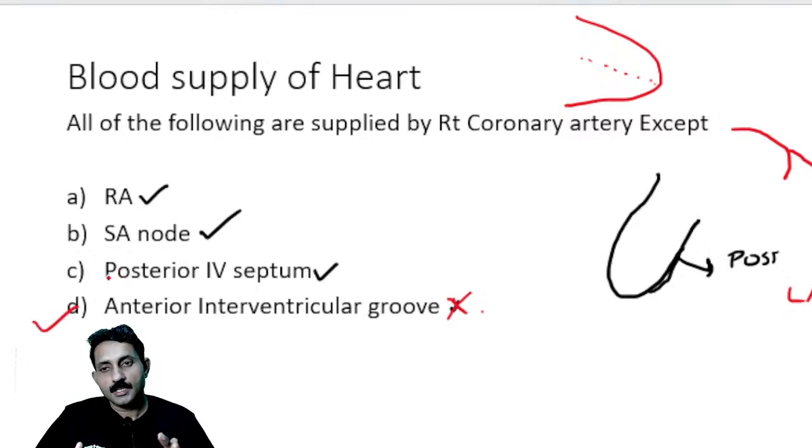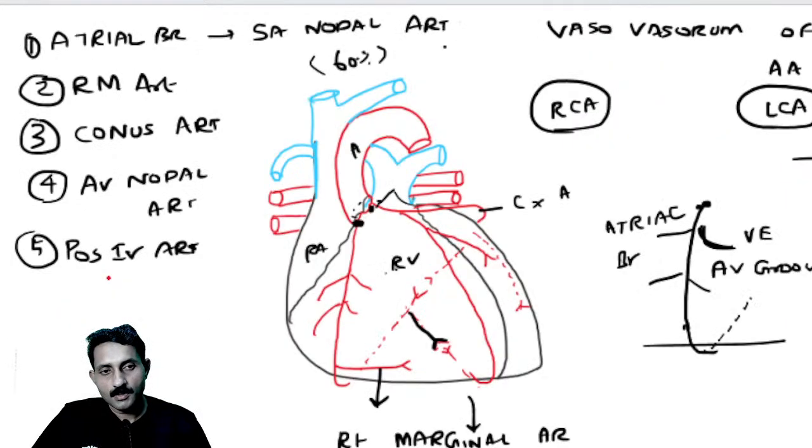That's why I'm saying that if you understand the branching out, you can apply common sense and answer the question. Whatever chambers they ask, you can answer this. So always follow this chart and then try to answer the questions. The SA nodal artery is commonly from which artery? The question can come: that is the right coronary artery. Conus artery, posterior IV artery, which are commonly coming from the right coronary artery.